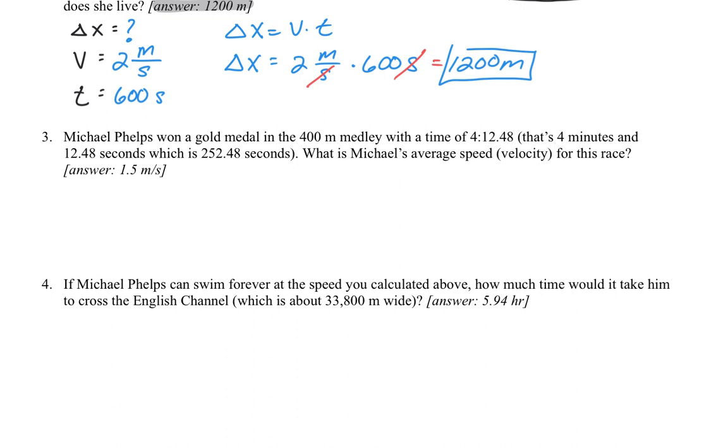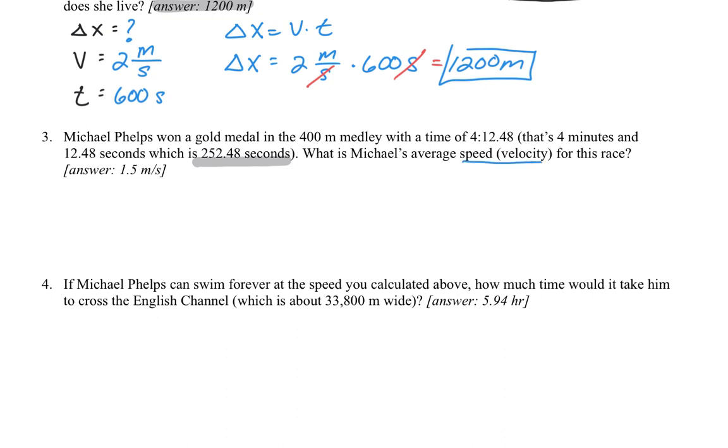All right, so Michael Phelps won a gold medal in the 400 medley with a time of 4 minutes, 12.48 seconds. And we went ahead and did the conversion for you already. That's 252.48 seconds. What is Michael's average speed? And remember, speed and velocity are the same thing for this race.